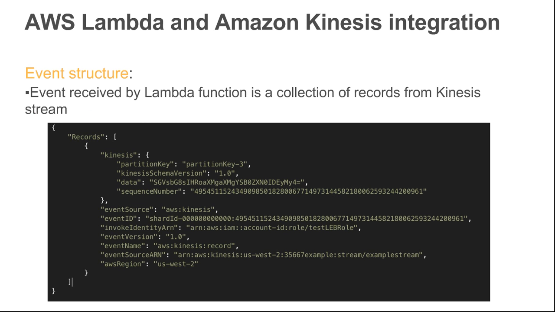The event structure is the payload that's received on the Lambda function from a record on the Kinesis stream. It looks like this. So this is an example. You can see some details about the Kinesis record itself. You can also see which stream it's coming from and the data that's on the record itself.